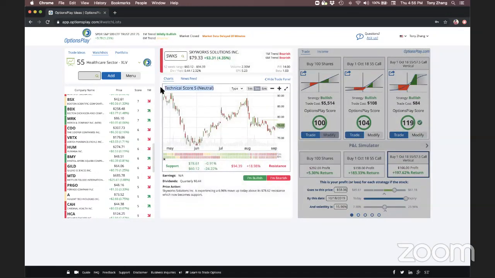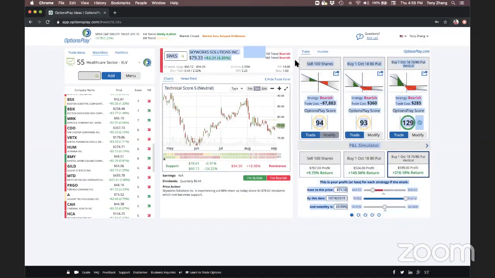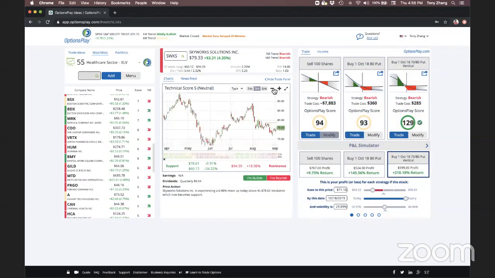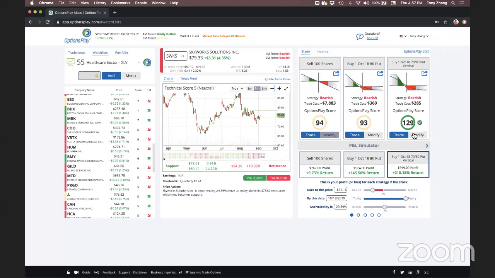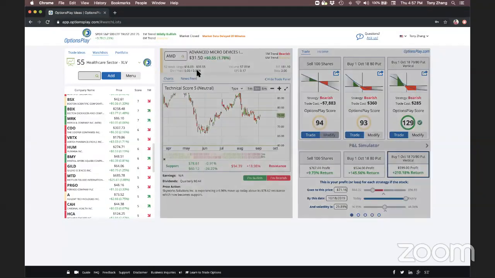Skyworks, very neutral score. The 1 month and 6 month trend is bearish. This gives me more of a bearish tilt. Ever since it broke below this $79, $80 support level, I think this is probably heading back down to 67 or so near these lows. I would certainly be looking to leverage a put spread like this to take a bearish view on a stock like this.